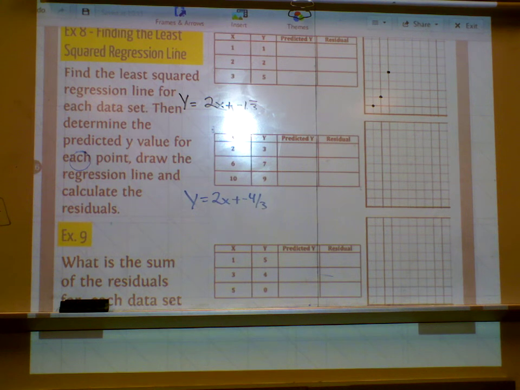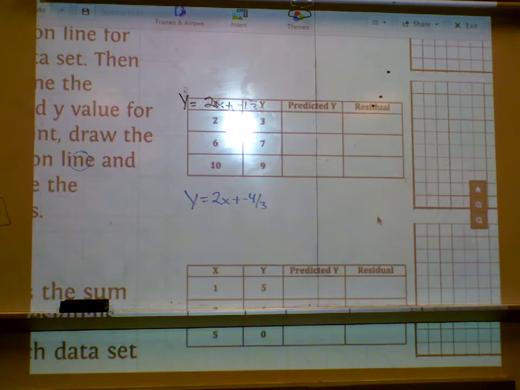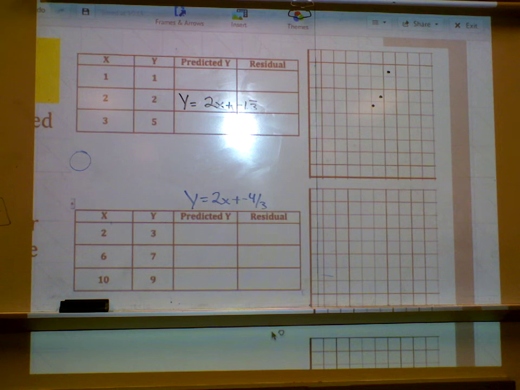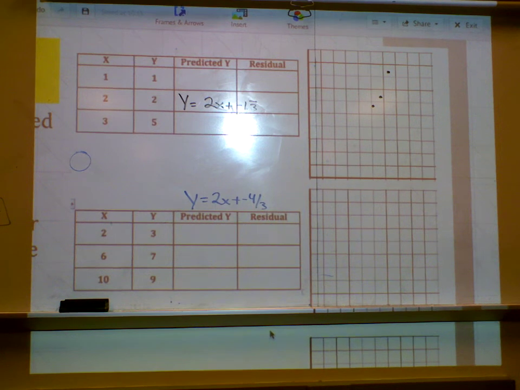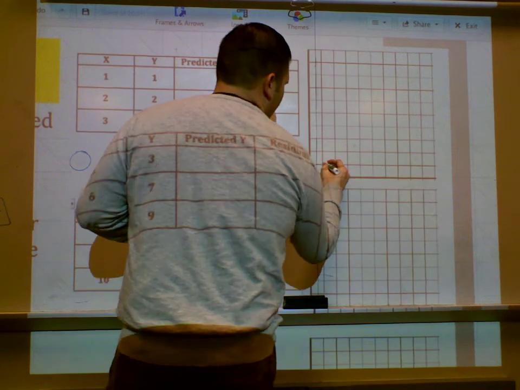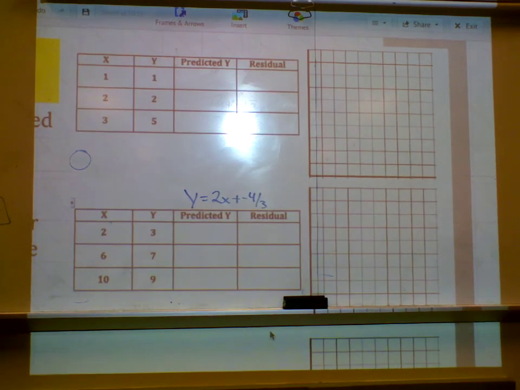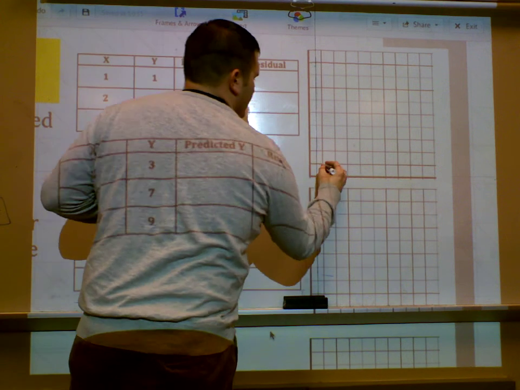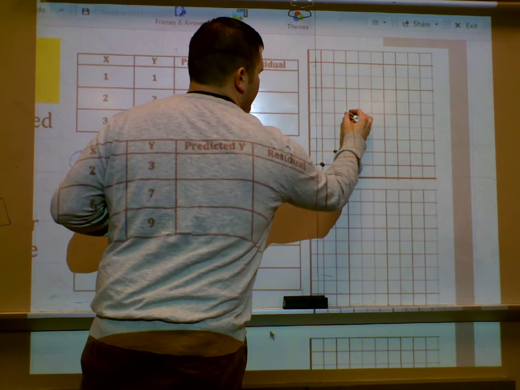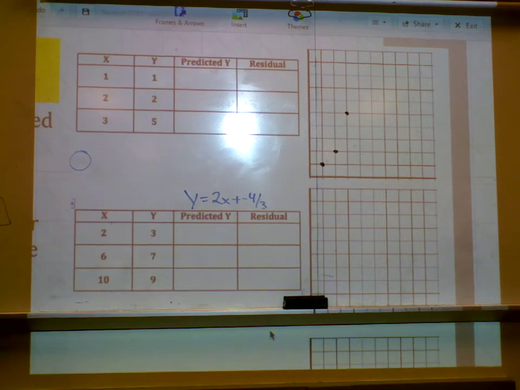Oh, I wanted to zoom in first. I have to plot them again. Darn it. Oh well. Yep, this is example 8 on your notes. That gives you time to catch up if you're behind. I've got to plot them again. 1, 1, 2, 2, 3, 5. There we go. Okay, so I got my points, right?